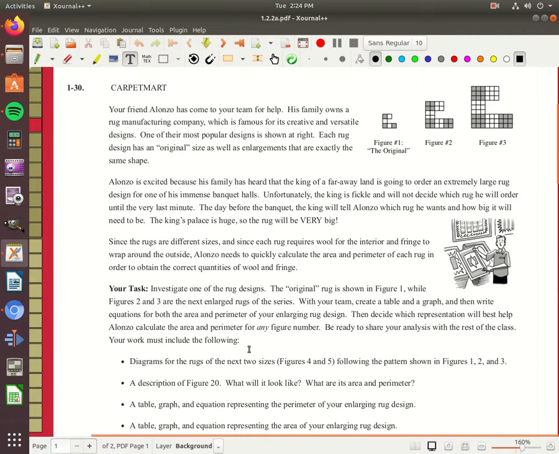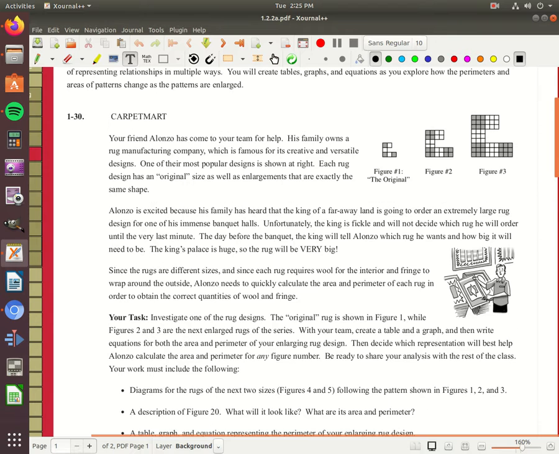Your work must include the following: diagrams for the rugs of the next two sizes, figures 4 and 5, following the pattern shown in figures 1, 2, and 3. So we have to draw figures 4 and 5. We need a description of what the 20th figure would look like, what the area and the perimeter are, a table, graph, and equation representing the perimeter of the enlarging rug design, and a table, graph, and equation representing the area.